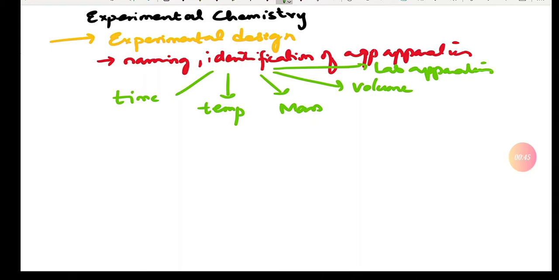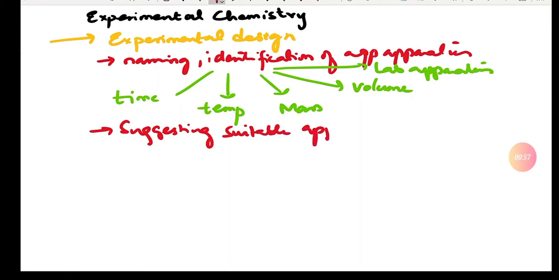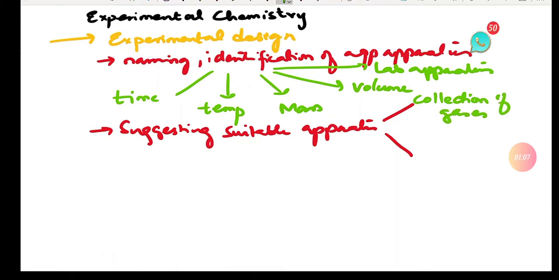The next objective of this is regarding suggesting suitable apparatus for what purpose? For collection of gases and then measuring rate of reactions.